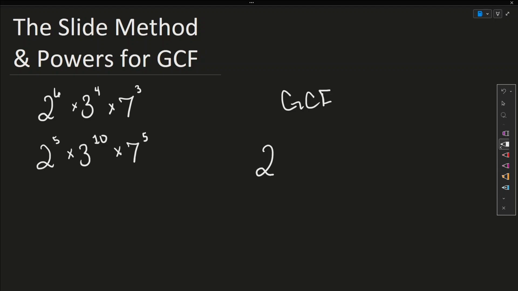So for 2, we use 2 to the 5th, since out of 6 and 5, 5 is smaller. For 3, we use 3 to the 4th, since 4 and 10 has 4 being the smallest. For 7, we use 7 cubed, since 3 is smaller than 5. So our GCF is 2 to the 5th times 3 to the 4th times 7 cubed.